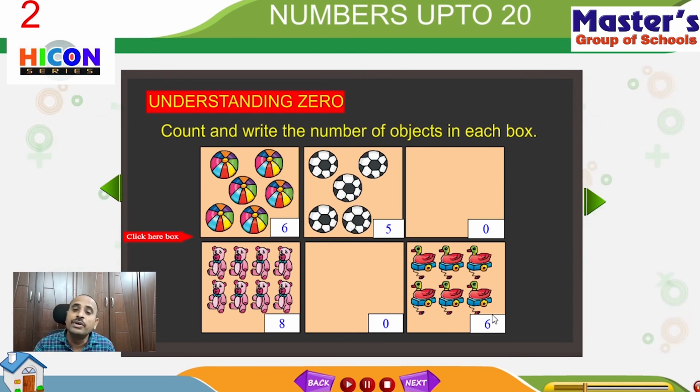In this way we can count and write the number. That means we can represent things by using numbers. This is the way of writing numbers from the given objects. We can write the numbers from the given objects just by counting them. Children, let us go to the next part.